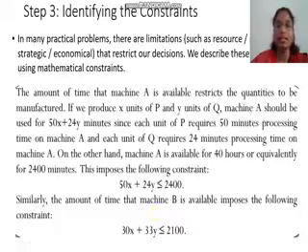And the third step is identifying the constraints. In many practical problems, there are certain limitations based on resource, economic condition, physical or strategic factors. These limitations restrict our decisions. So we want to find out what restrictions are available in the given problem. If we look into it, we can see that the amount of time that machine A is available restricts the quantities to be manufactured.